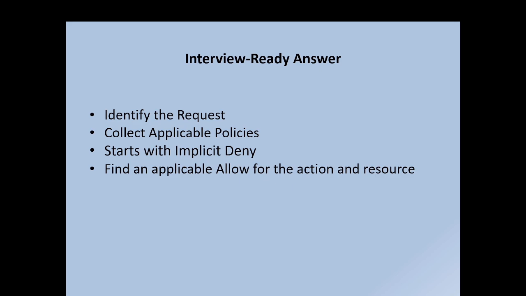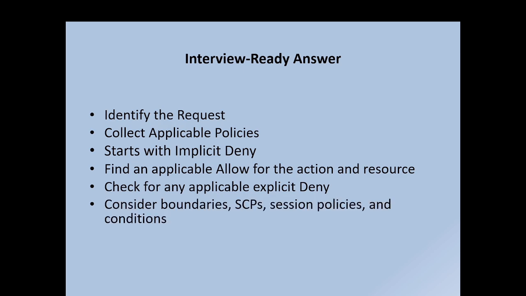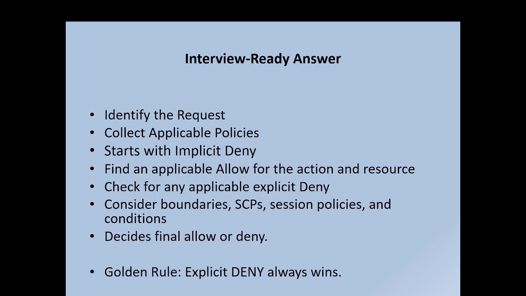Then AWS checks for an applicable explicit deny. If AWS finds a matching explicit deny, the request is denied because explicit deny overrides the allow. If there is no explicit deny, but there is no applicable allow, the request will be denied due to implicit deny. Then, relevant boundaries, SCPs, session policies, and conditions can also affect whether the permission can actually be exercised, depending on the request. That's the core IAM evaluation logic you should remember for the interviews.